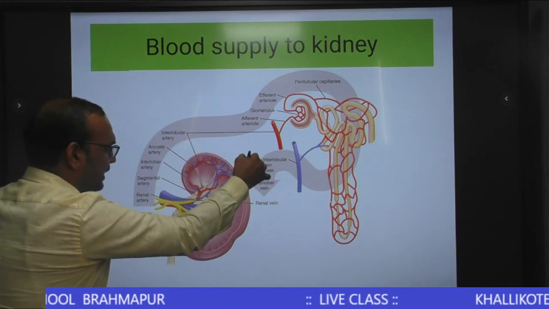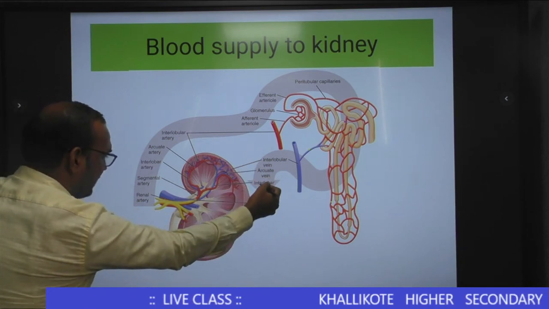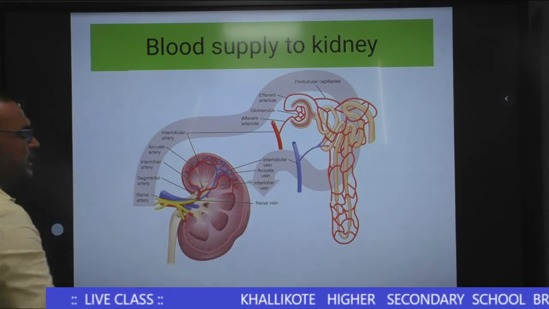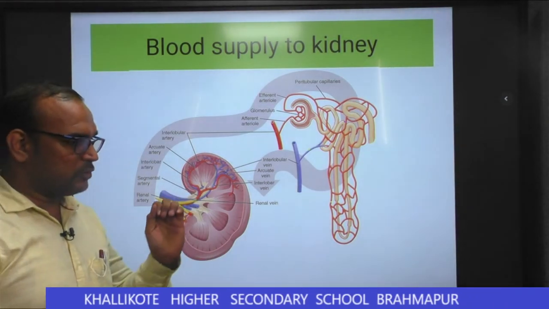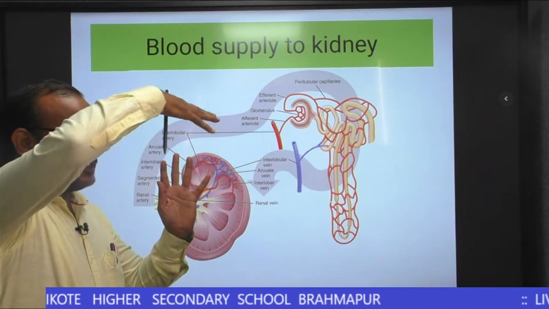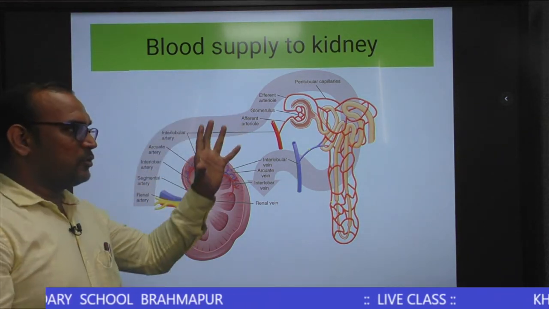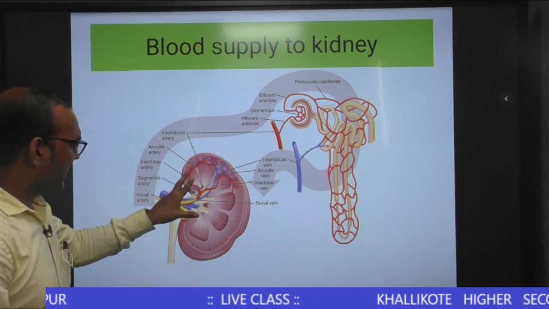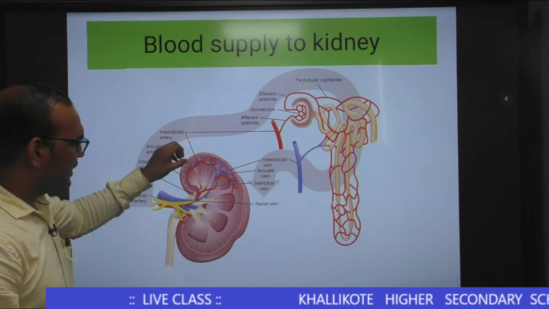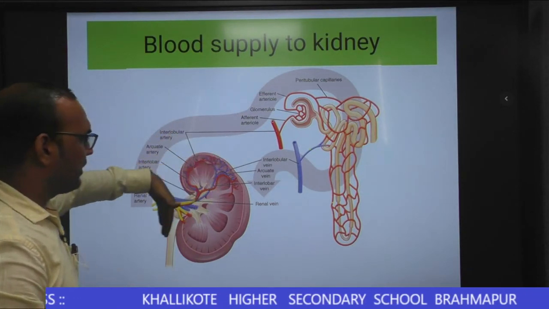It will form the interlobular vein, then again the interlobular vein will join to form the arcuate vein, then the arcuate vein will form the segmental vein, and finally it will go to the renal vein. So this will branch, divide and meet at the glomerular level. There all of them connect and will come back to this.